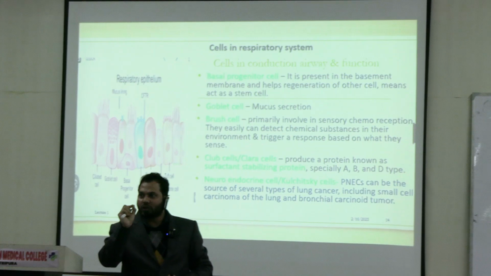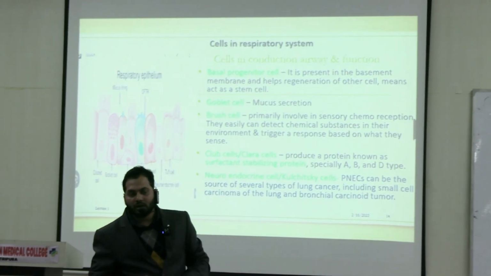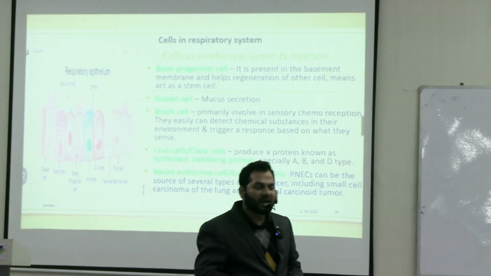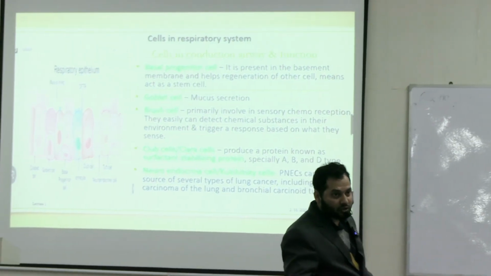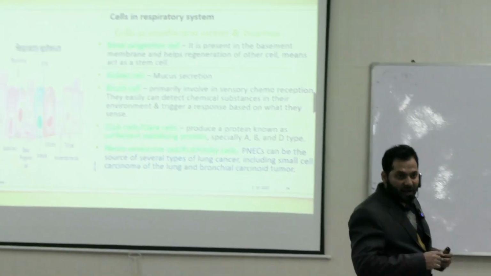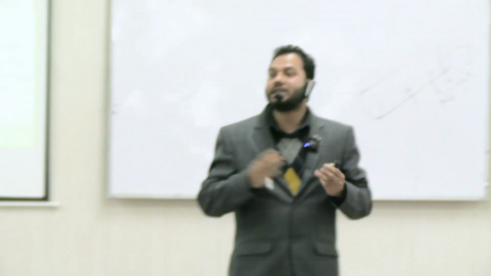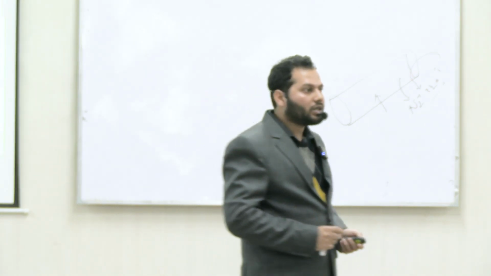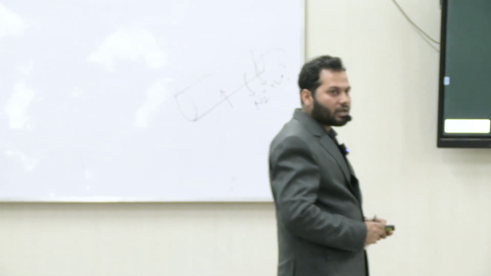As the term contains progenitor, it means it has the property of regeneration of some other cells. The cells that have the regeneration capacity or generation capacity of other cells are the stem cells. It means the basal progenitor cells act as stem cells.